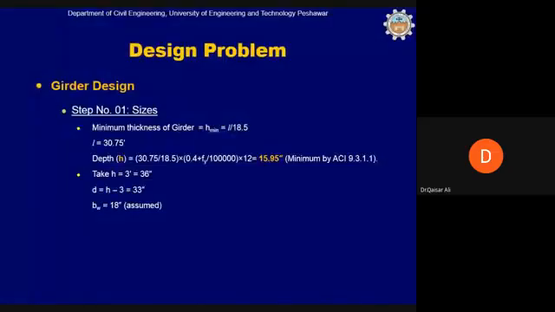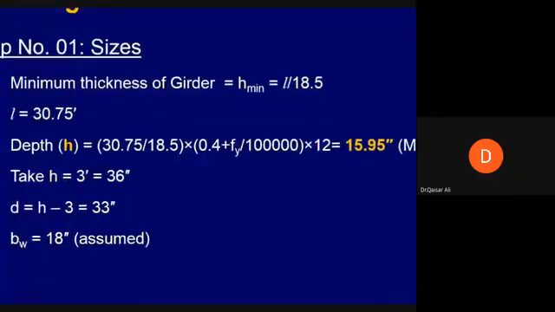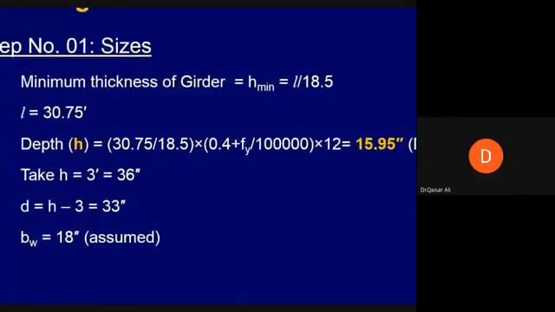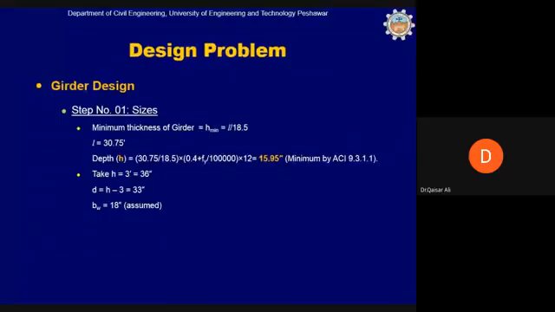And again, you can ask why. You see that the minimum thickness of the girder, H minimum, is L by 18.5, which is the same equation that we used in the case of beam, L by 18.5, and L is 30.75. So the depth is 15.95 inch, exactly the same as was in the case of beam. But in the case of beam, we increased this depth to 24 inch. And now in the case of girder, we are increasing this depth to 36 inch.